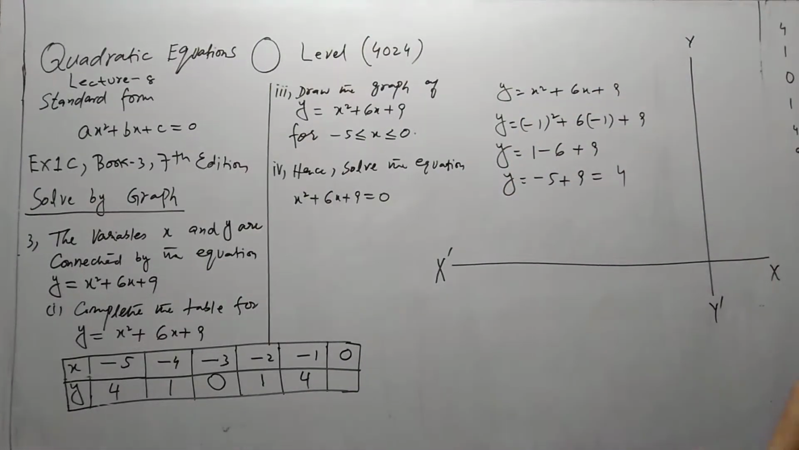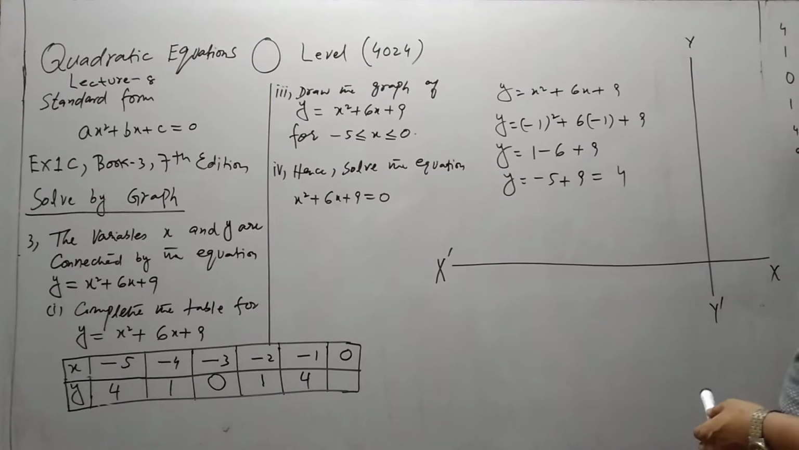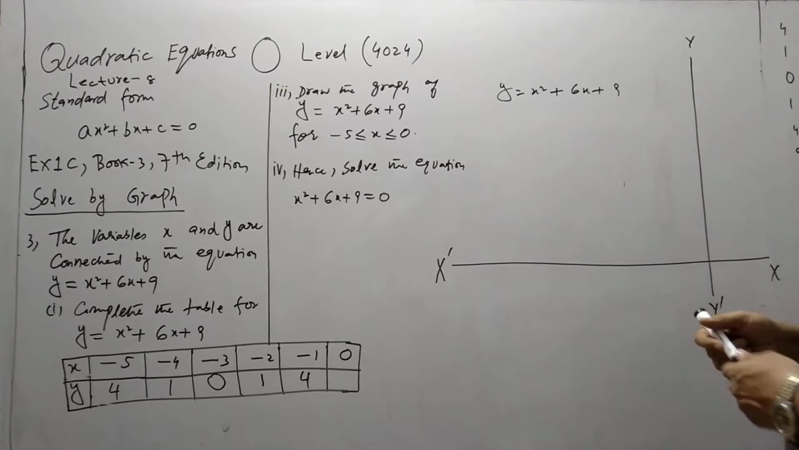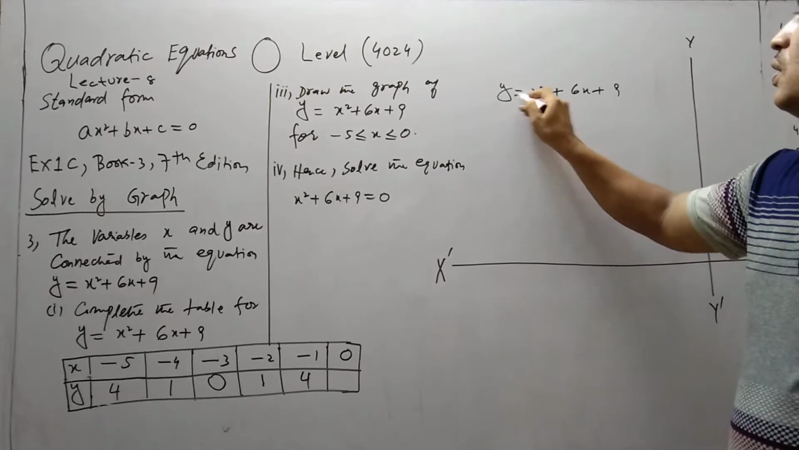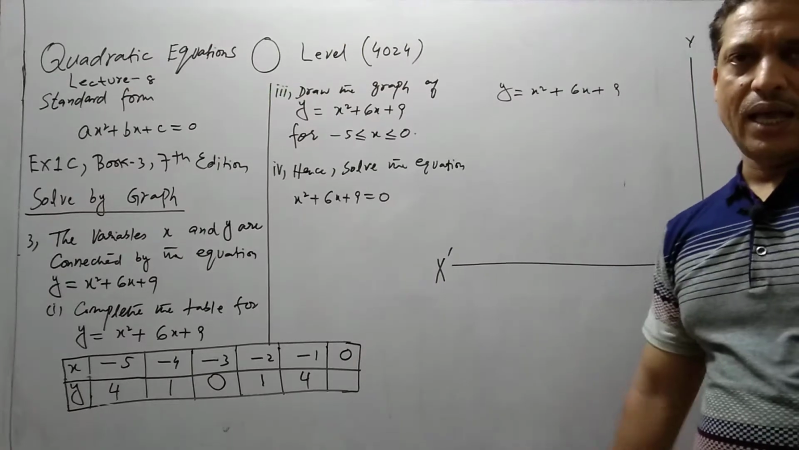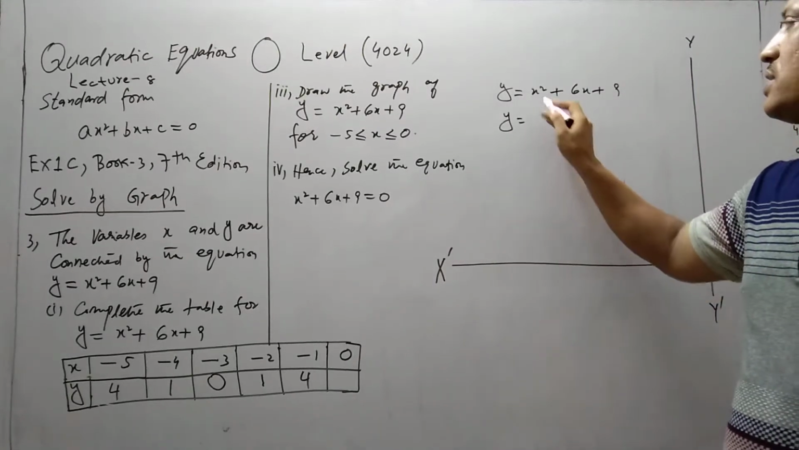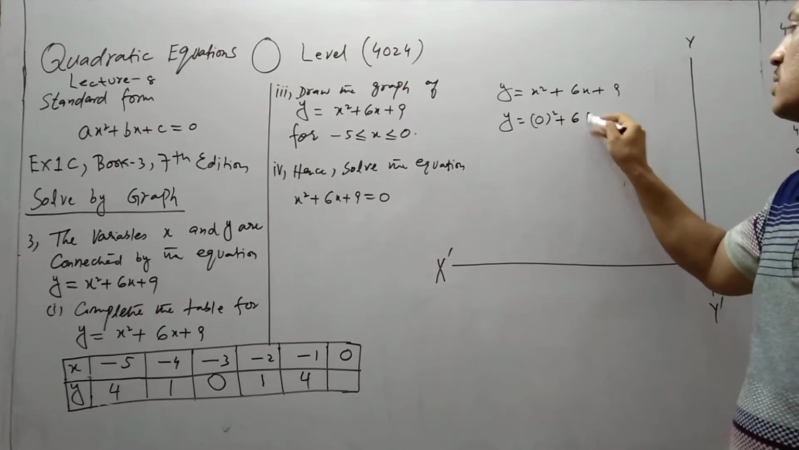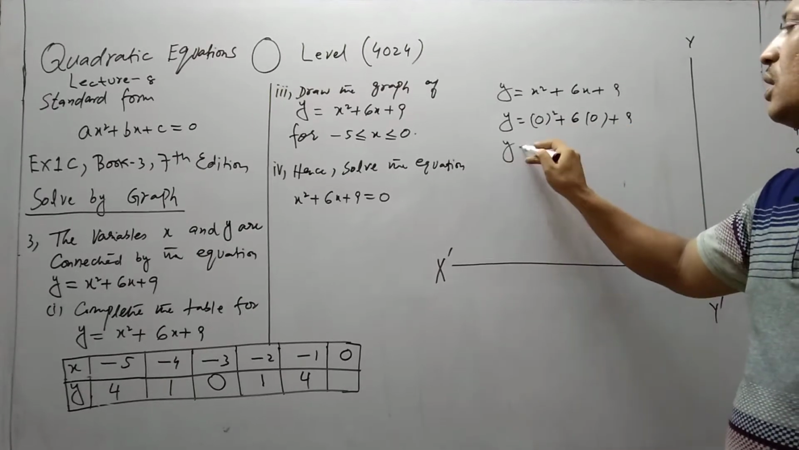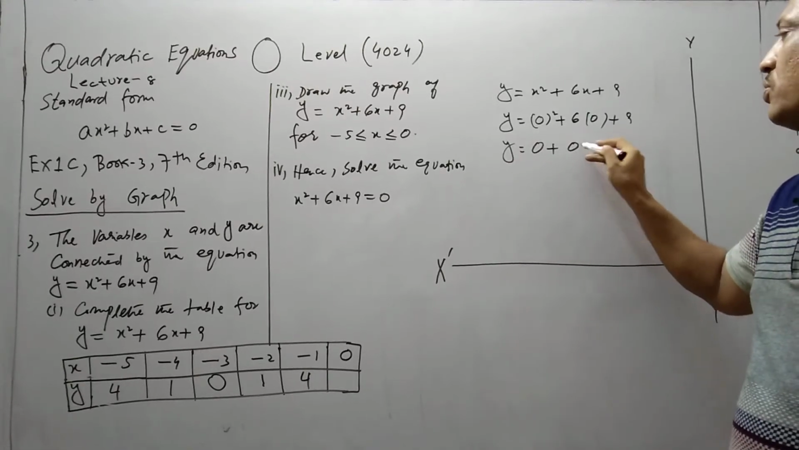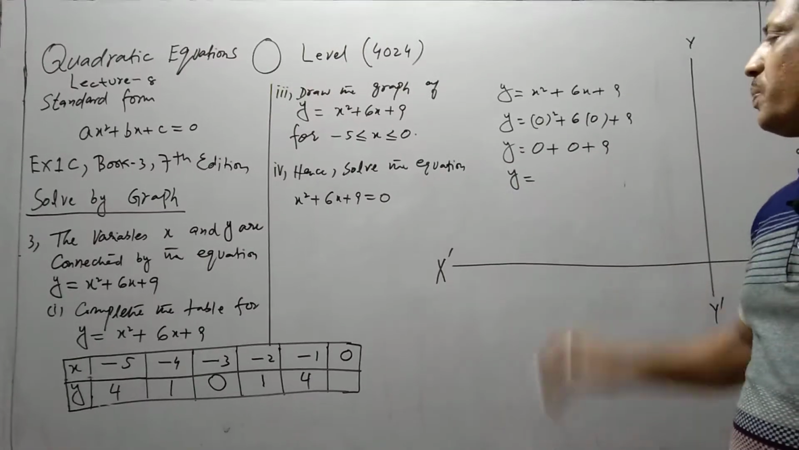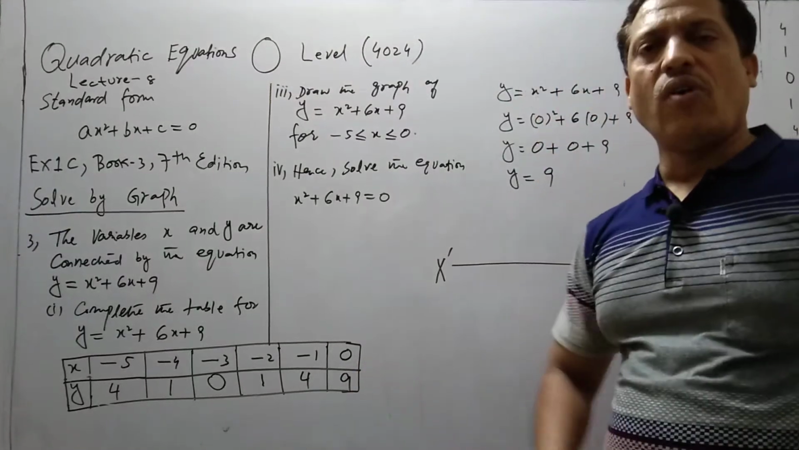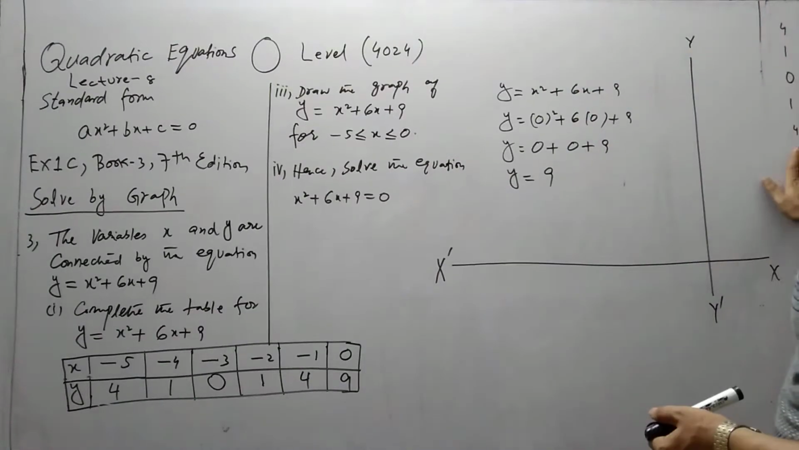And now the last, final value is x = 0. y = x² plus 6x plus 9. We put 0 squared plus 6 times 0 plus 9. 0 squared is 0, 6 into 0 is 0, plus 9. 0 plus 0 plus 9 is 9. So when the value of x is 0, the value of y is 9.